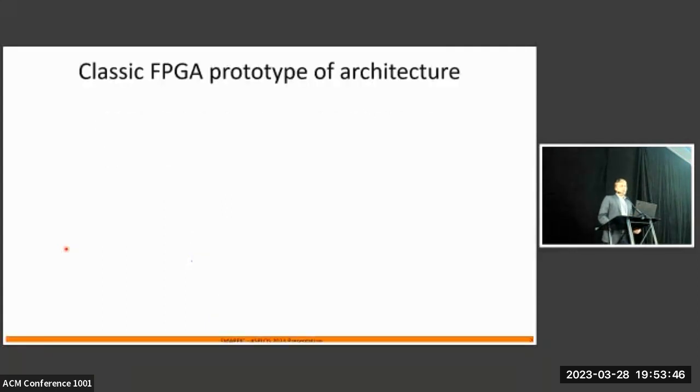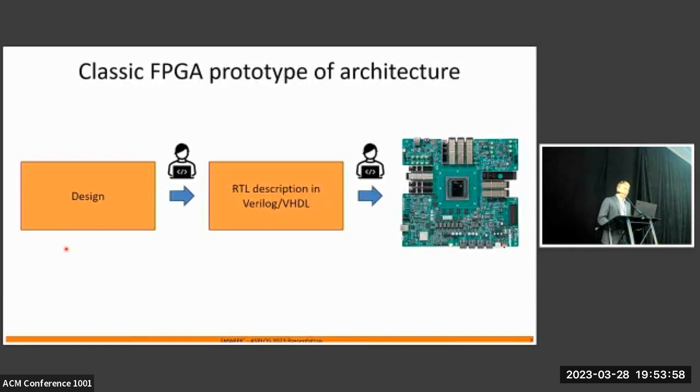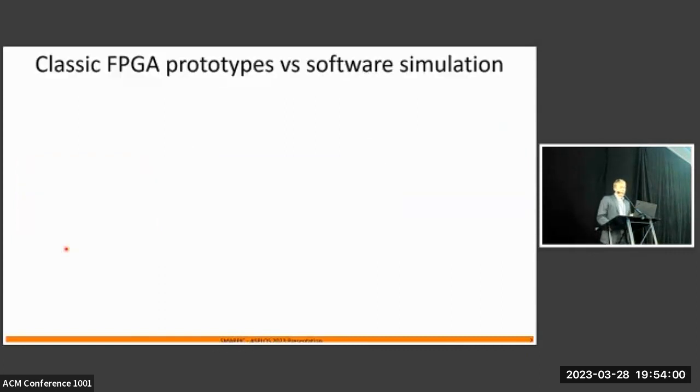So one of the ways to evaluate a new architecture is to build an FPGA prototype of it. During the classical workflow, you would take your design, write an RTL description of it in Verilog or VHDL, and then port it to an FPGA. Compared to software simulation, there are two big advantages: speed and accuracy.